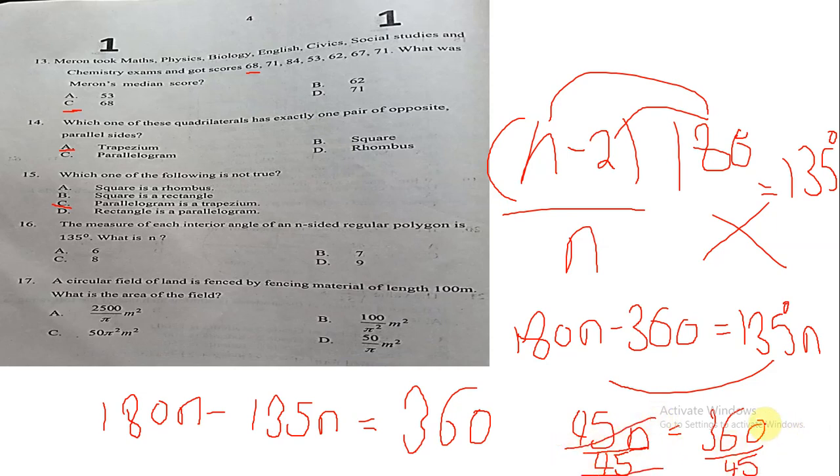Then what we will find? The answer will be 8. Here by 1 and here by 8. So n is equal to 8. That means choice C, which has 8. Now question number 17. A circular field of land is fenced by fencing material of length 100 meter. What is the area of the field? It will be 2500 meters squared over pi.